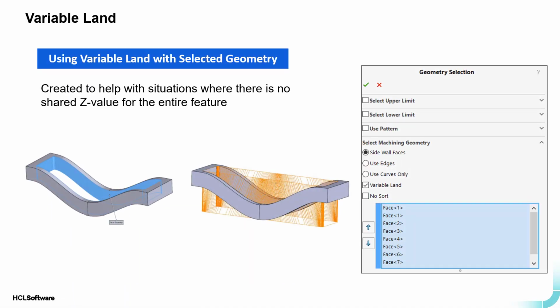Next, let's review the new Variable Land feature in CAMWorks Wire EDM Premium. This feature was added to create toolpaths on mold cavities and other uneven surfaces, and it projects the geometry to be machined in order to create the toolpaths.